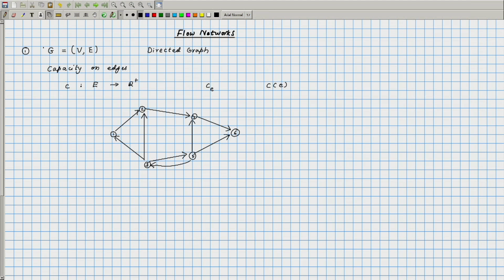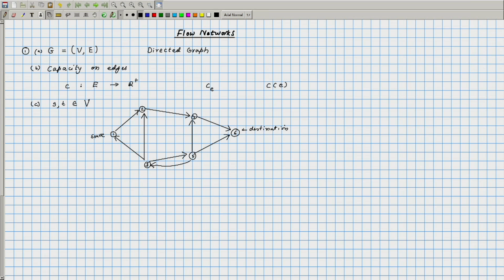And there is a third component: the source and destination. There are two vertices s, t belonging to V, which we will call the source and destination. In this example, if s is vertex 1, then this is what we will call the source, and 6 is what we will call the destination. So, a flow network contains 3 parts: first, a directed graph; second, a capacity on the edges; and third, 2 designated vertices which we will refer to as source and destination.